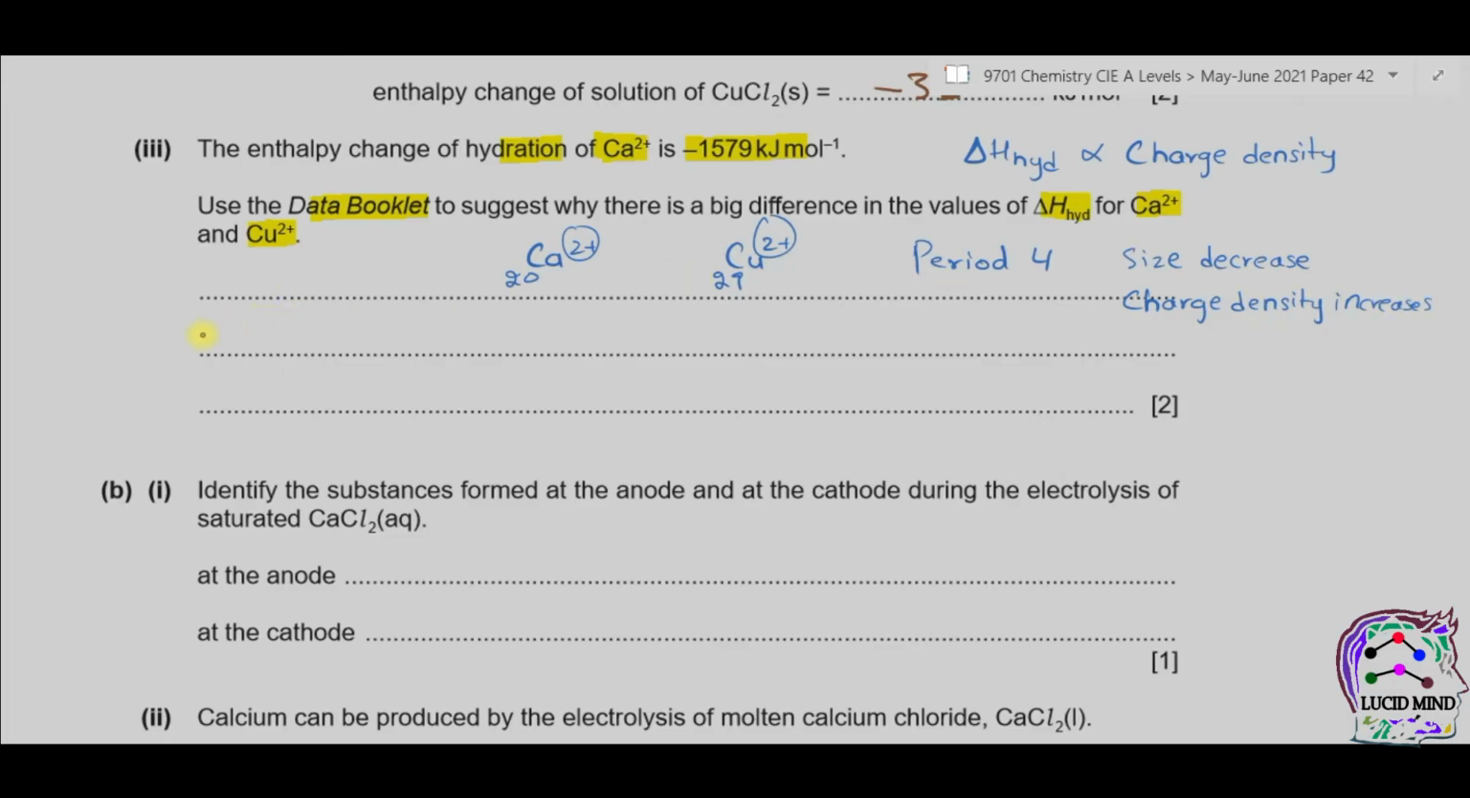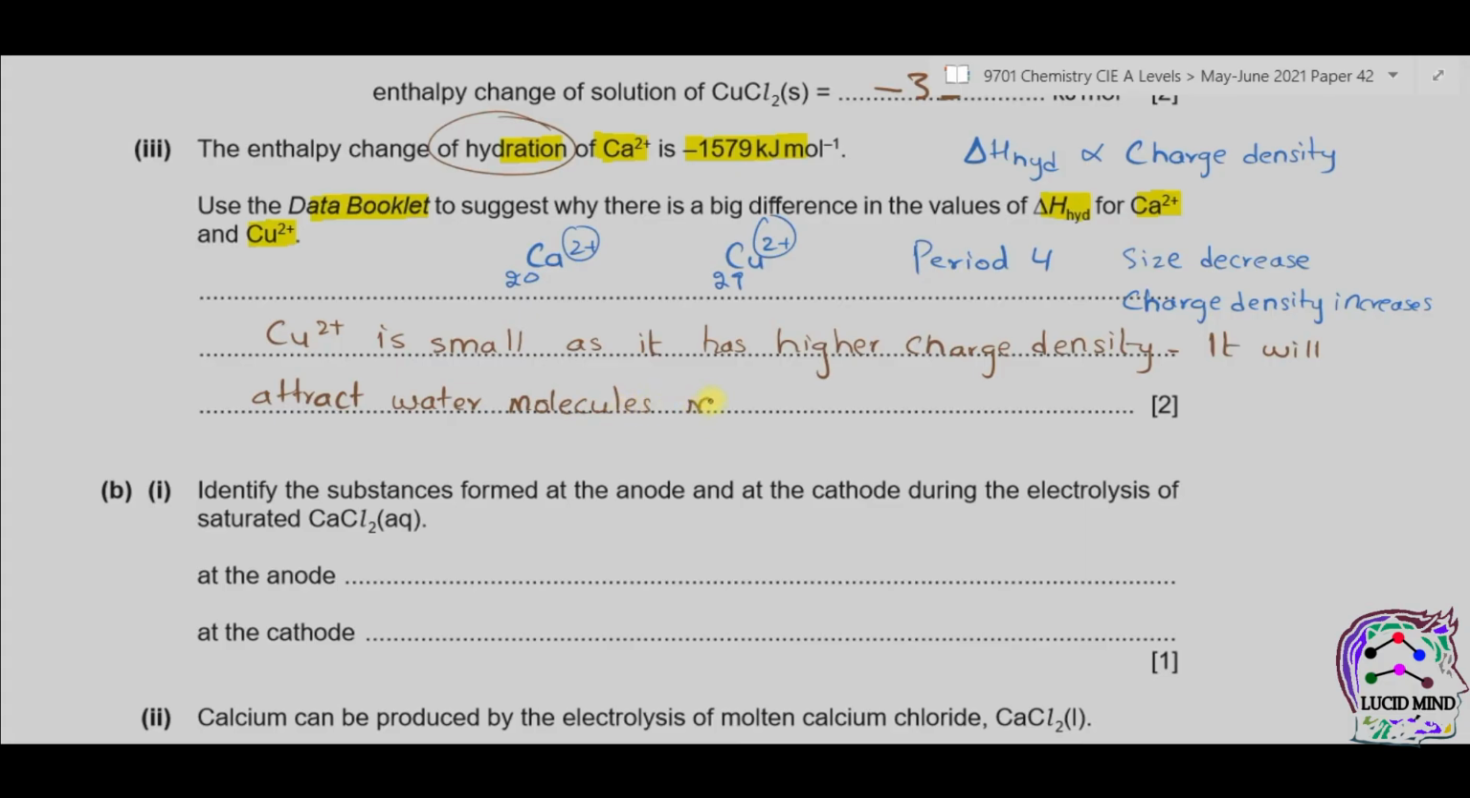So we can say that Cu2 positive is small as it has higher charge density. So it will attract water molecules more strongly, because it is the enthalpy of hydration. So in hydration water is involved. And stronger attraction means greater energy. So it will release greater energy.